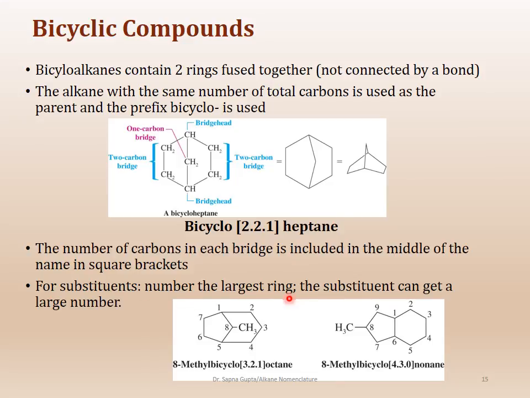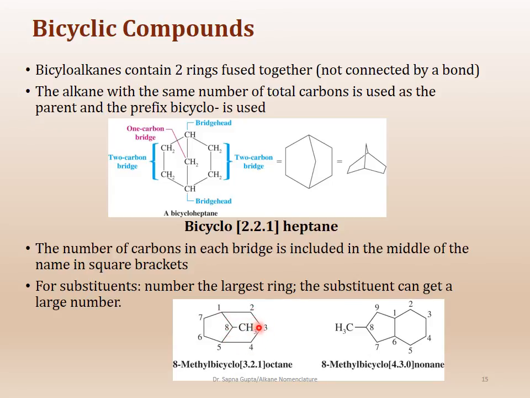Here we follow the philosophy that the largest ring has to be numbered first. So the numbering will always start from the bridgehead carbon, and then you start numbering the larger ring. Remember, this is the smaller ring. This is a 5-membered ring. This is a 6-membered ring. 1, 2, 3, 4, 5, 6. So you number the large ring first.